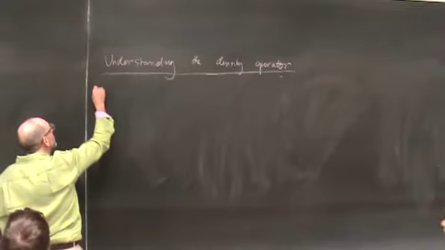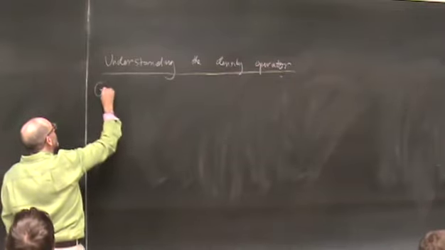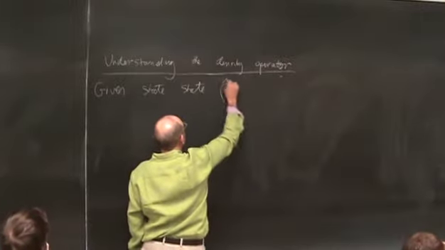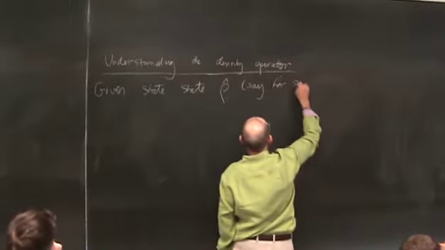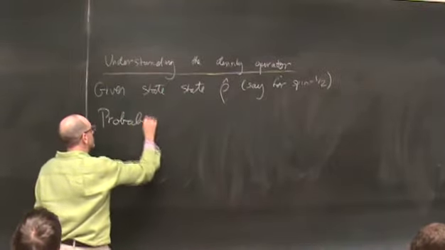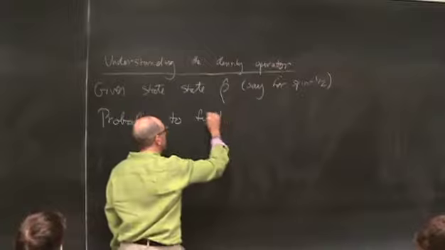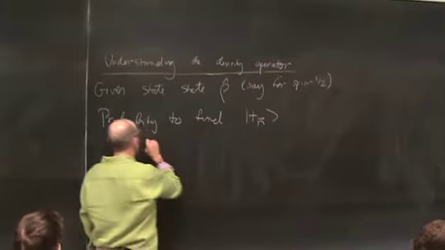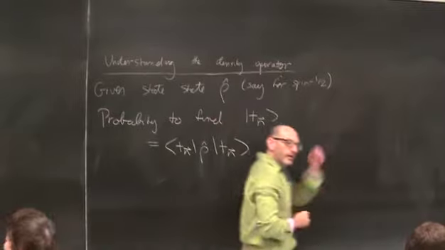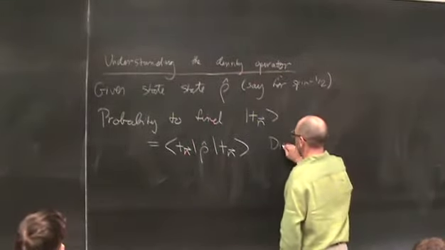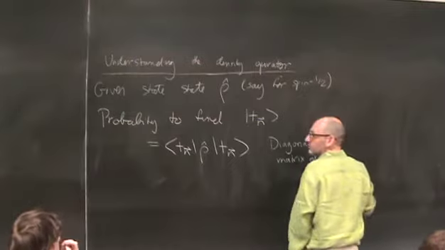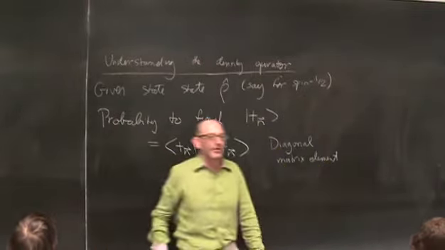So what we just said is that given the state rho, say for spin 1/2, the probability to find, say, spin up along some arbitrary direction was equal to this. That's what we just showed. We can think about this as a diagonal matrix element. What about the off-diagonal matrix elements of rho? What do they tell us?